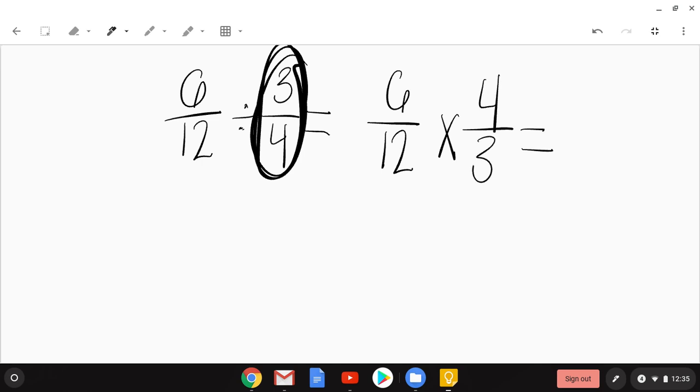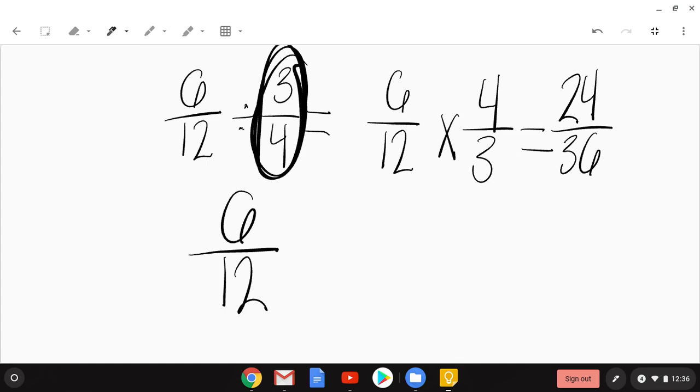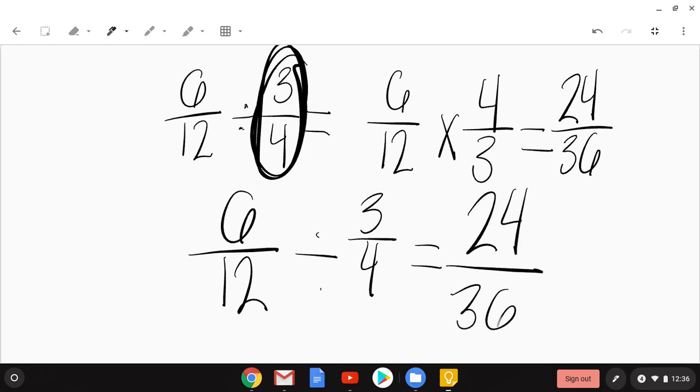And so now we have to do 6 times 4, which we know is 24. And then we do 12 times 3, and that is 36. And so our answer for 6/12 divided by 3/4 is 24 over 36.